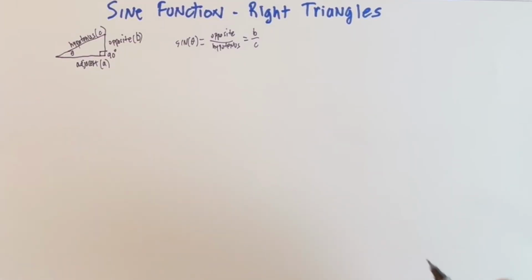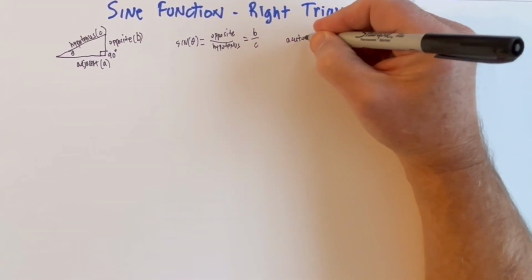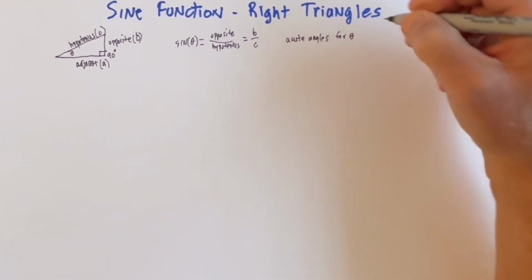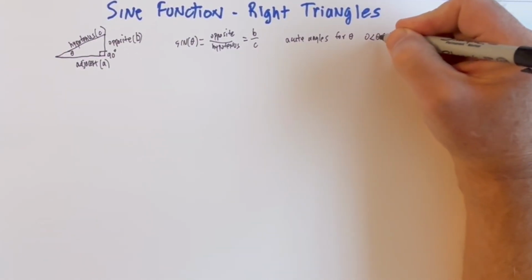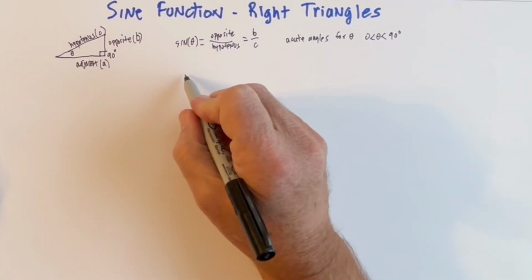Now if we take the case for a right triangle, these are going to be acute angles for theta. In other words, theta is going to be greater than 0 and less than 90 degrees. That's what an acute angle is. It's anywhere between 0 and 90.